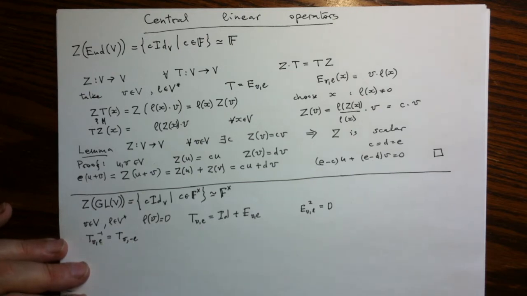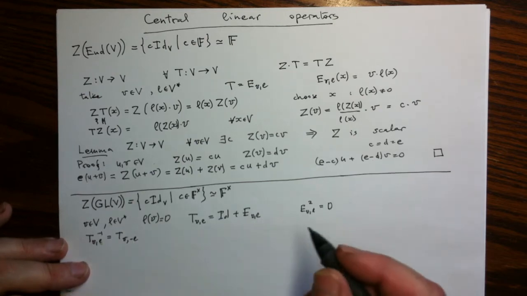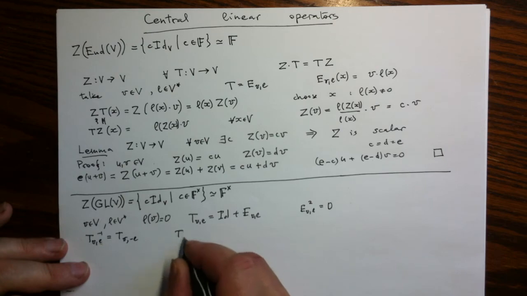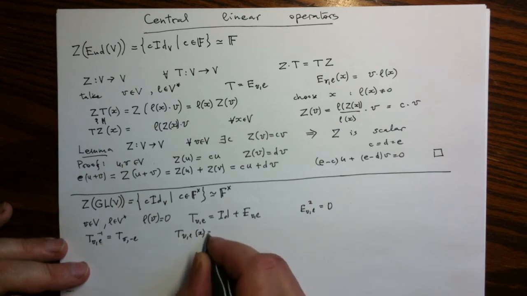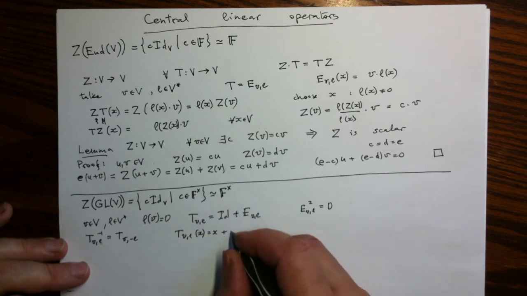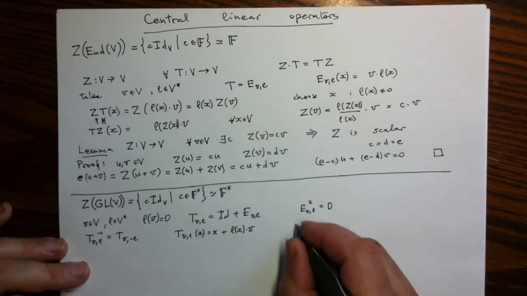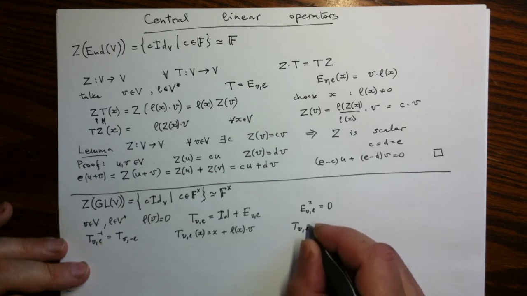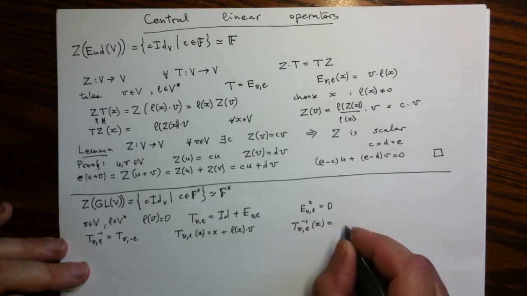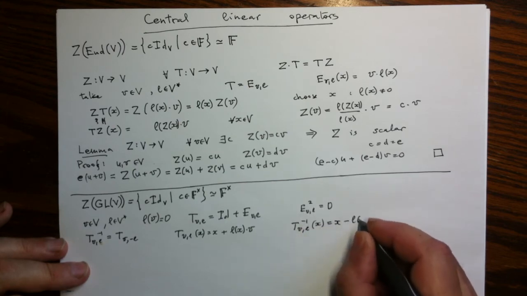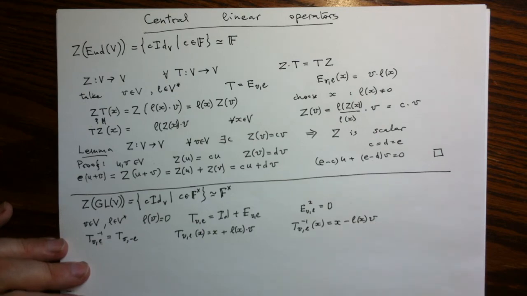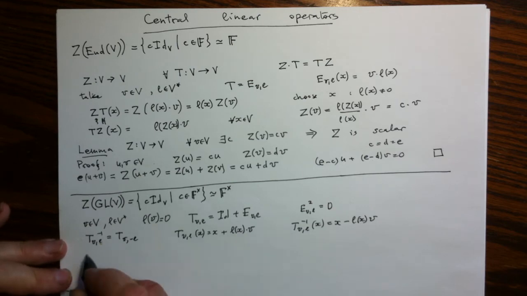We just need to replace L by negative L. So as an operator, T_{V,L} on X is X plus that multiple of a fixed vector V. Its inverse, I say, is X minus L(X) multiple of V. And to check that something is the inverse to something else is very easy. We just need to compose them.